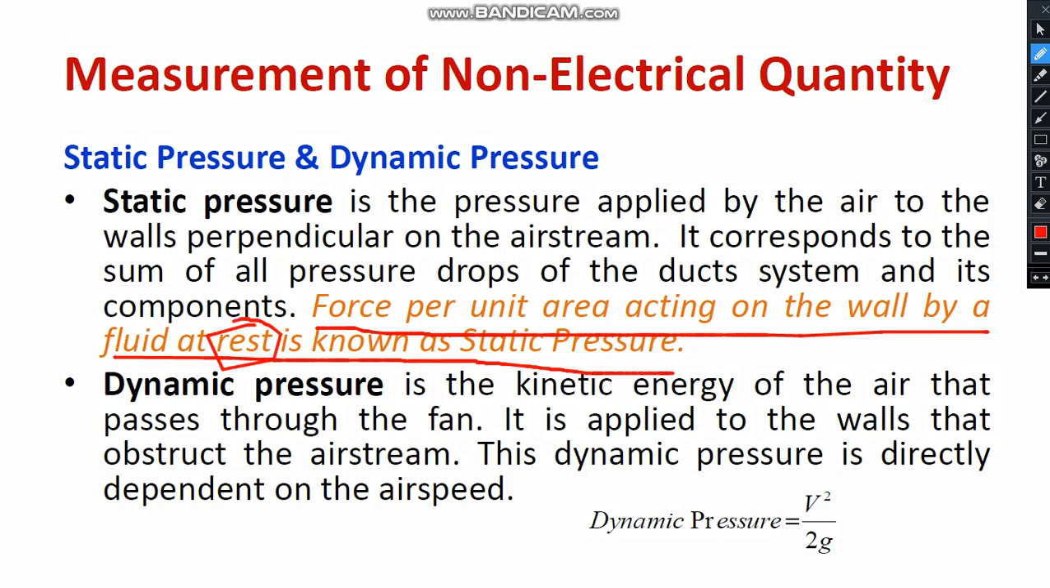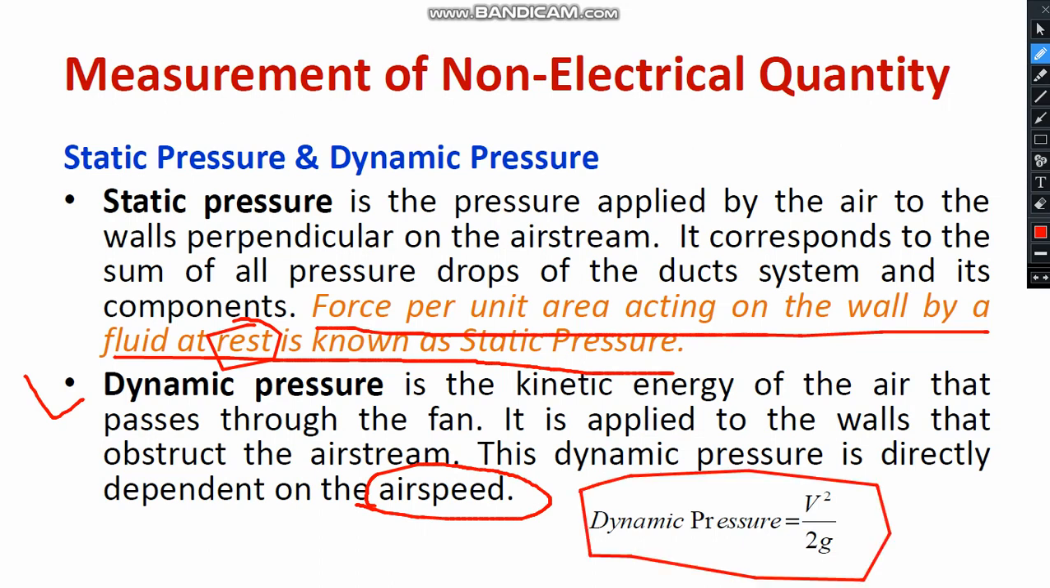Remember the word rest. What is rest? It is a static condition. So what is dynamic pressure? Dynamic pressure is the kinetic energy of the air that passes through the fan. It is applied to the walls that obstruct the airstream. The dynamic pressure is directly dependent on the air speed or air velocity. Dynamic pressure can be calculated by the formula v squared by 2g, where g is the acceleration due to gravity and v is the airstream flow or air speed, which we can also call velocity, in meters per second.